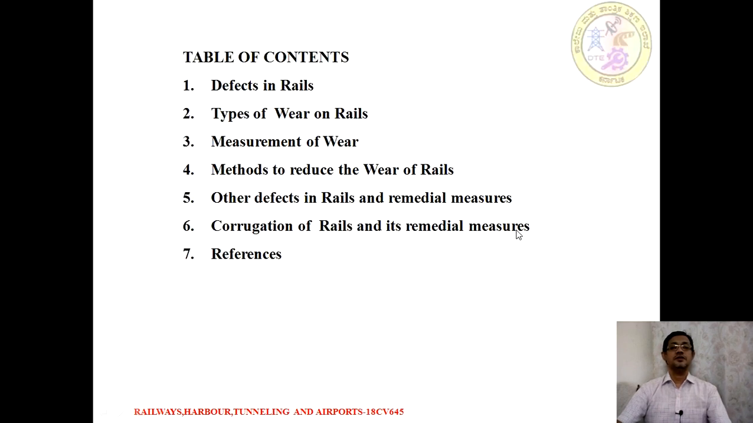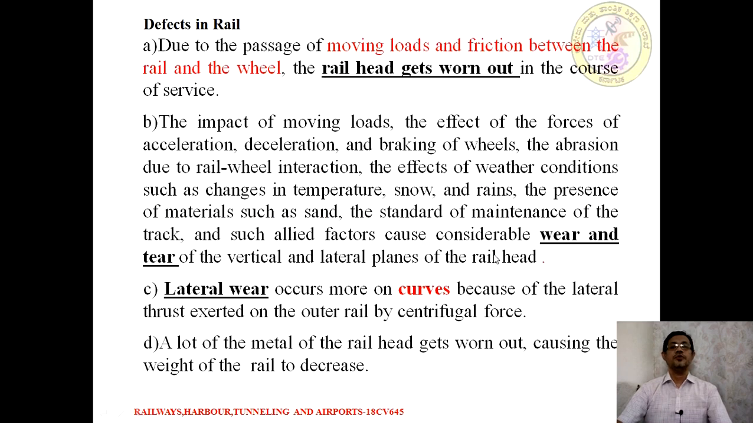So in this session we are going to discuss defects in rails, types of wear on a rail, measurement of wear, methods to reduce the wear on a rail, other defects in the rail and their remedial measures, corrugation of a rail and its remedial measures. Lastly, the references. Moving on to the first one, defects in rail.